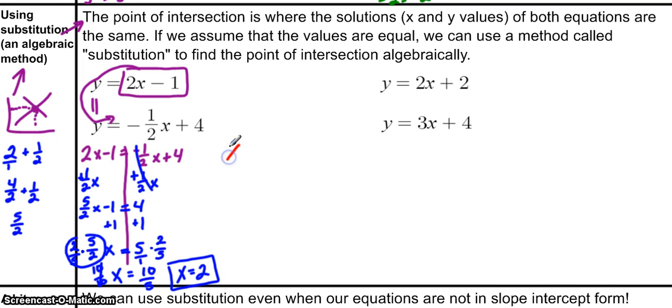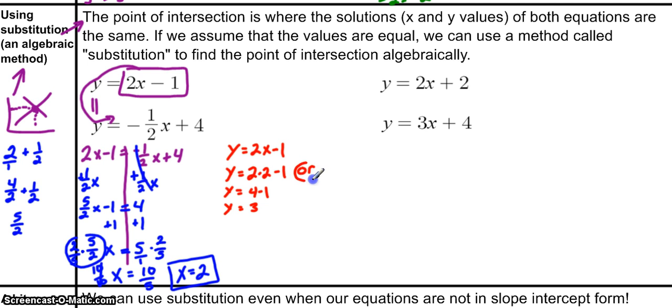So if I have y equals 2x minus 1, and I just learned that x is 2, I can write y equals 2 times 2 minus 1. 2 times 2 is 4. 4 minus 1 is 3. So y must be 3.